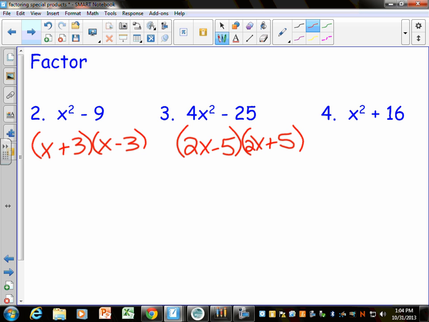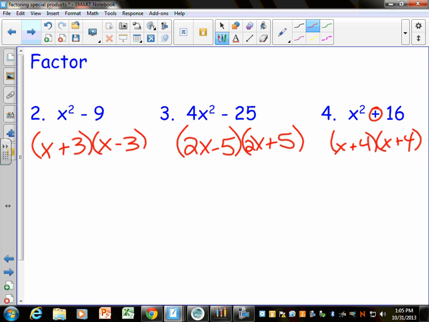Now, how can I trick you? Look at number 4 here. What multiplies to give you x squared? X and x. Is 16 a perfect square? 4 and 4, right? But here's the tricky part. There's a plus sign there instead of a minus sign. So it's just gonna be both the same signs. Well, let's see what happens if we do that. If I put 4 and 4, do you want to put both pluses or both minuses? Both.